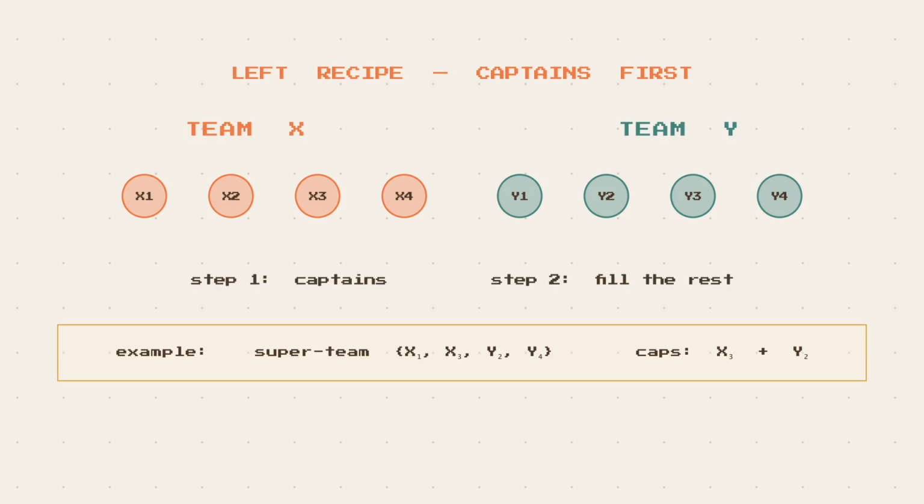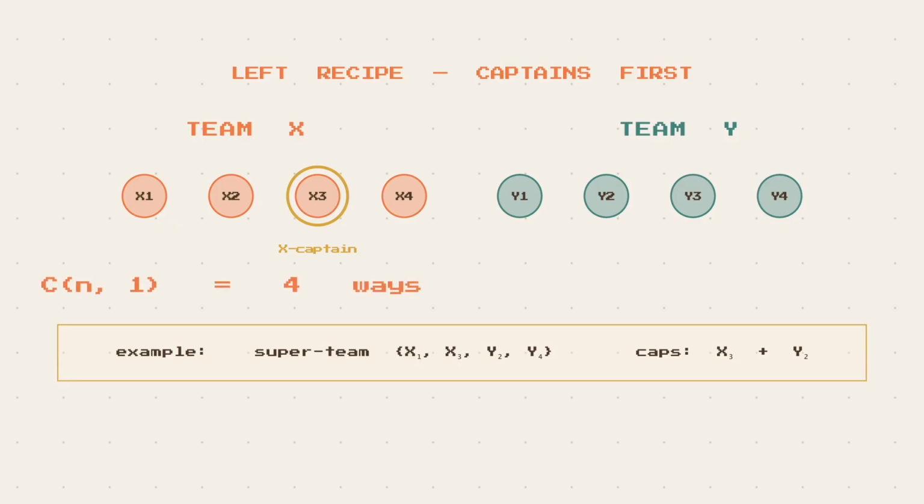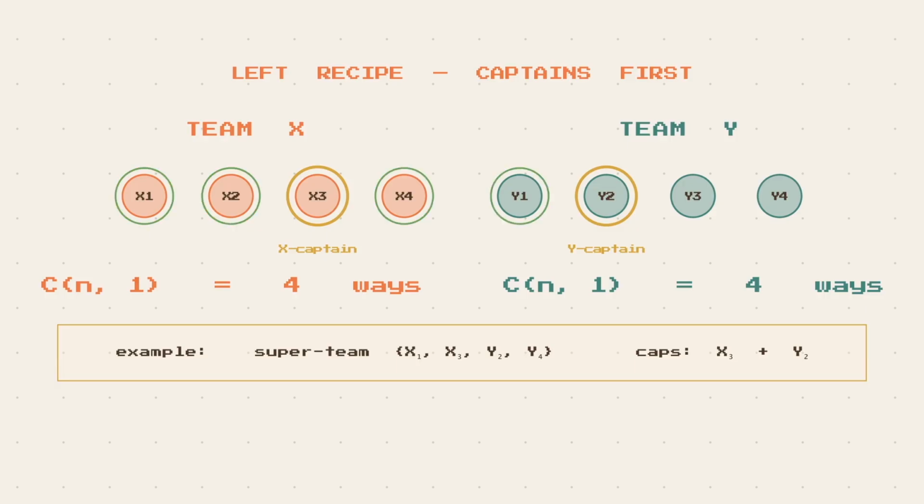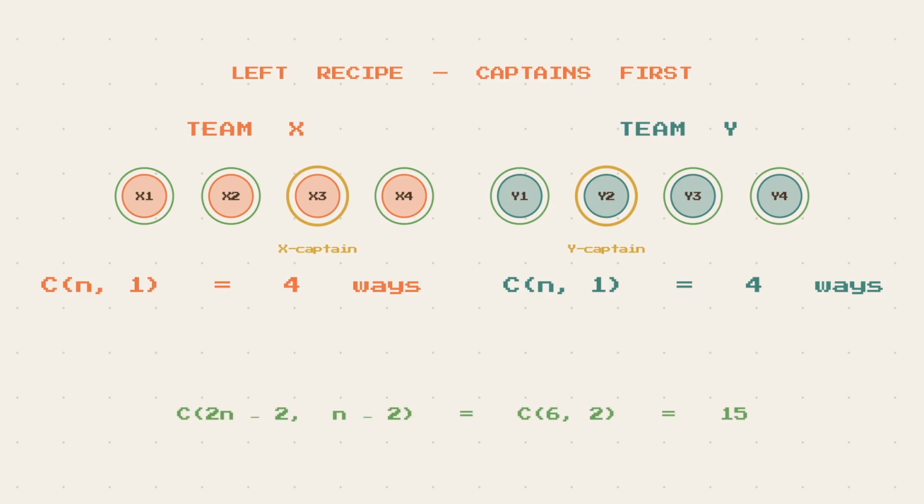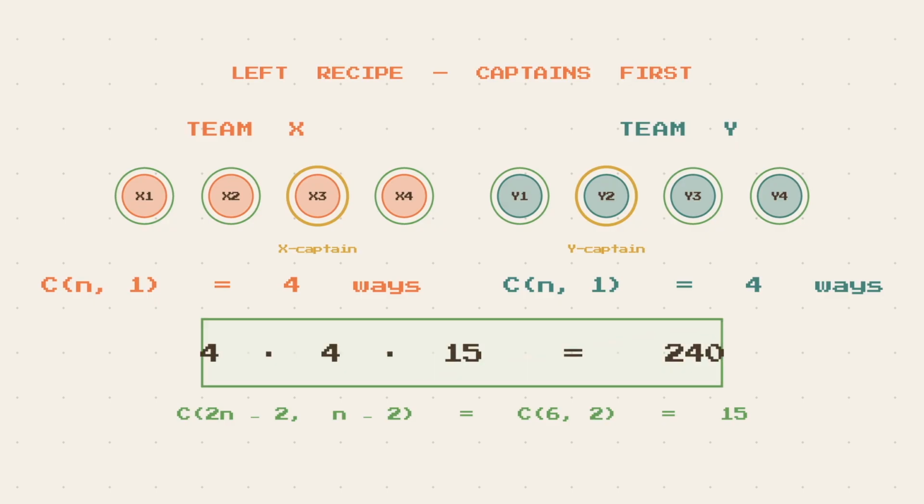Okay, let's take a look at the left side now. So pick the captains first, right? And then fill the rest of the super team. So pick the X captain from any of the n X players. For n equals 4, that's 4 ways, right? Then pick the Y captain from any of the n Y players. So 4 ways again, right? Independent choice. So the super team needs n total. Captains fill 2 spots. So fill n minus 2 spots from the remaining 2n minus 2 non-captains, right? And multiply the values. So 4 times 4 times 15 equals 240.